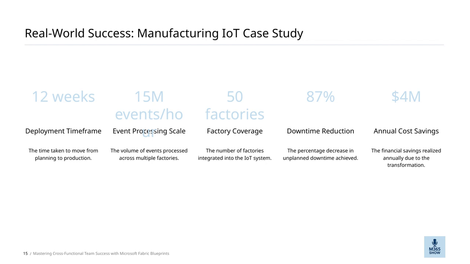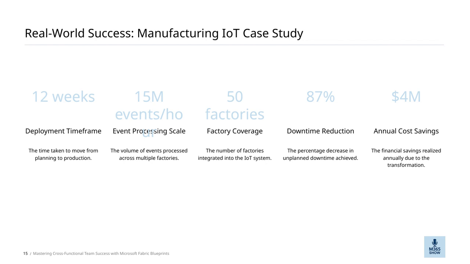We've also scaled our efforts across 50 factories, integrating them into a comprehensive IoT system. This coverage is crucial because it shows the broad reach and consistency of the solution across multiple locations. In terms of event processing, we're handling around 15 million events every hour across these factories. This high volume underscores the power of the system to manage complex, real-time data streams effectively. And importantly, all of this was achieved in just 12 weeks from planning to deployment.